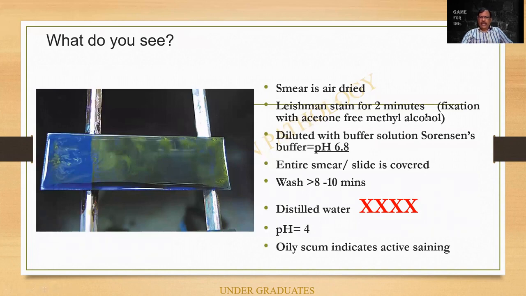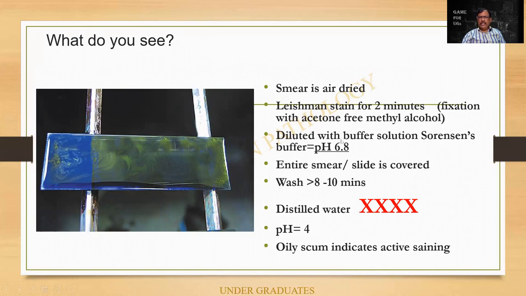So this is the way you do it. All of you are very familiar with it. The smear is air dried and you pour the Leishman stain, and you wait for a period of 2 minutes. It is for fixation. It contains acetone-free methyl alcohol, which helps in fixing the cells. Fixing means it preserves them in as lifelike a manner as possible. And it is diluted with a buffer solution.